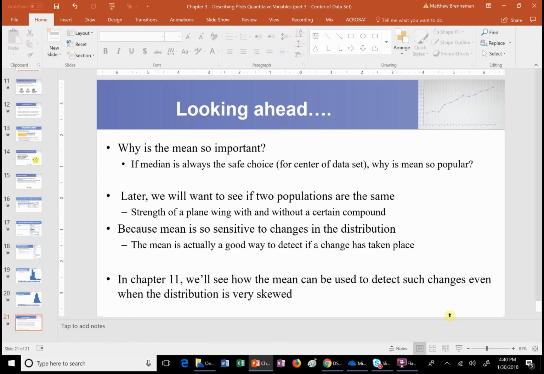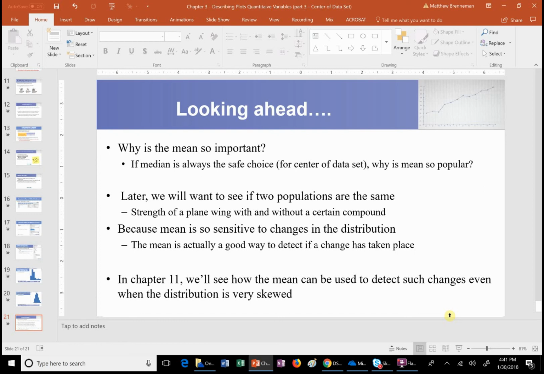So here's what we saw. The mean is really sensitive to the distribution. It's sensitive to the skew, and it's sensitive to the outliers, okay? It's very sensitive to the nature of the distribution. And what is our goal? Very often we want to compare two distributions. I want to see if they're the same or different. So I actually want something that's sensitive.